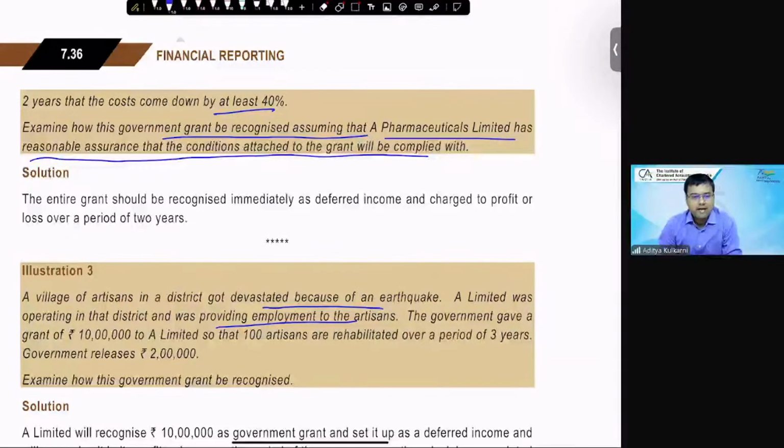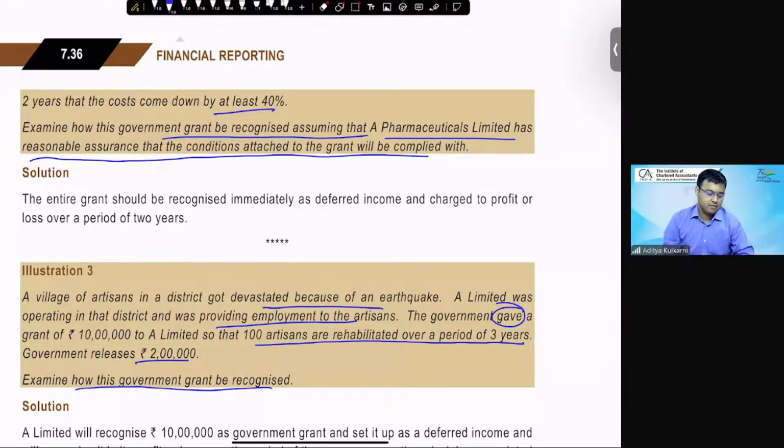The government gave a grant of 10 lakhs to A Limited. Grant received or to be received? Already received. Government gave a grant. So the money has already come to A Limited, so that 100 artisans are rehabilitated over a period of 3 years. Okay. The government releases 2 lakhs. Examine how this government grant will be recognized.